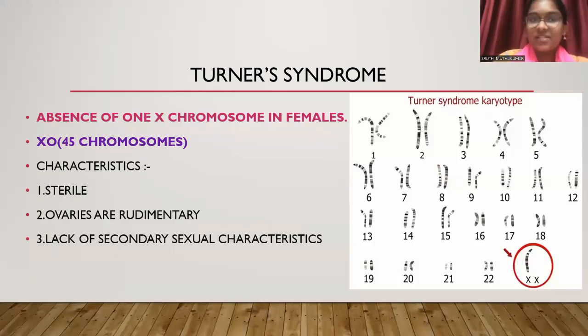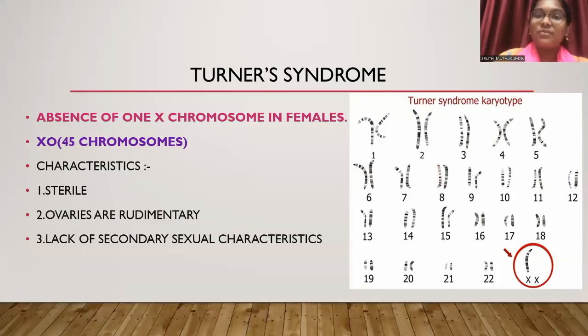Next, coming to Turner's syndrome. Turner syndrome occurs in females due to absence of 1 X chromosome. We represent the genotype as XO, and there are 45 chromosomes. I've included the image here. You can see there's one X chromosome, but the other X chromosome is missing. The characteristics are that such individuals are sterile, ovaries are rudimentary, that is underdeveloped, and there is a lack of secondary sexual characteristics. So that is Turner syndrome.